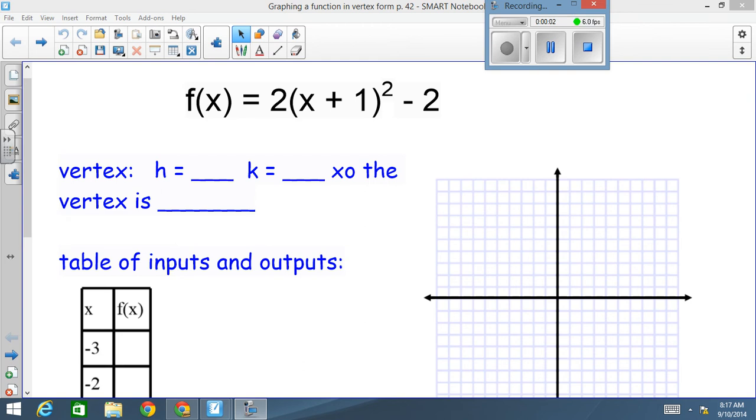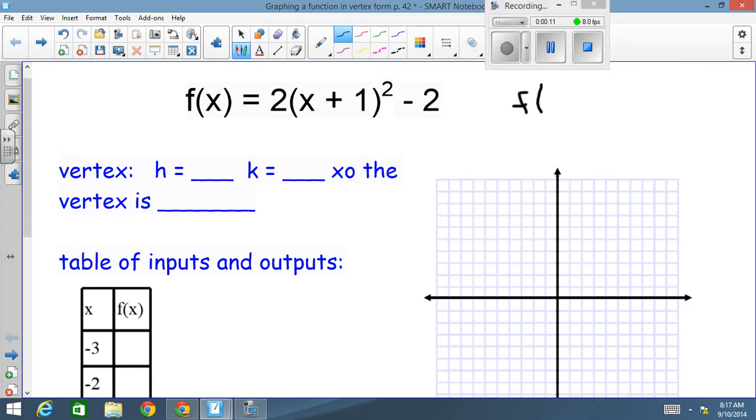Okay, so what if they give us an equation or a function in vertex form and they want us to graph it? Well, first I'm going to put over here what my generic vertex form looks like. It's a times x minus h squared plus k. In order to figure out what the vertex is, meaning the bottom of the valley or the top of the hill, I need to know what the vertex is using the form that's given to me. Now, this is my h, this is my k.